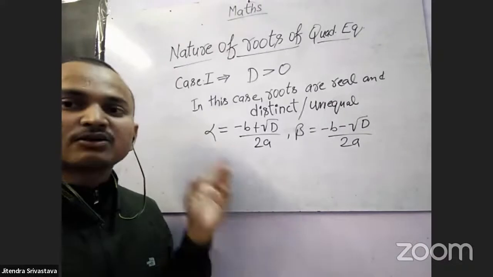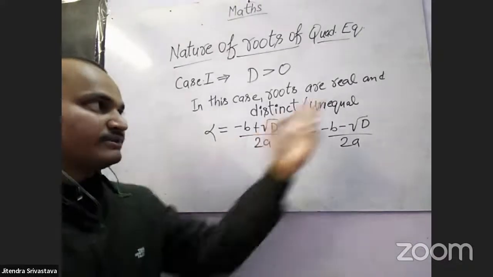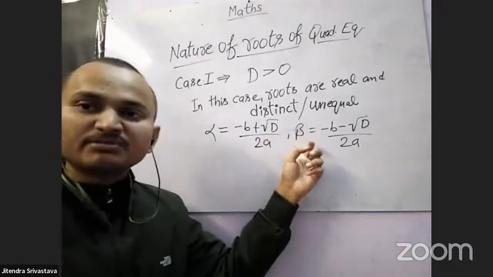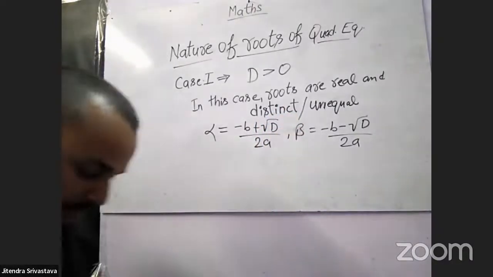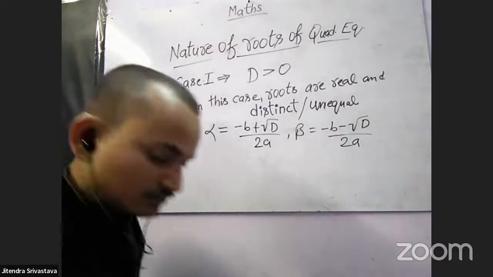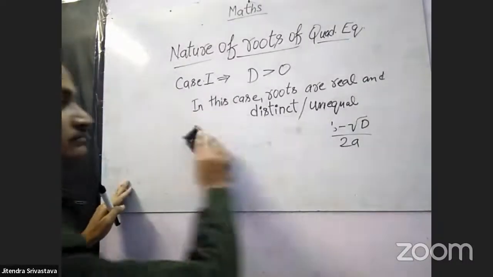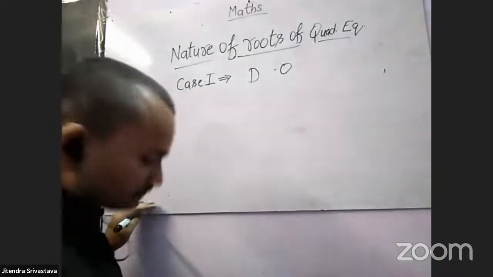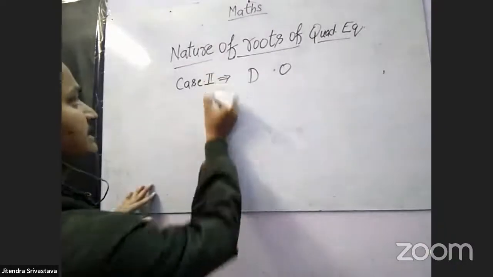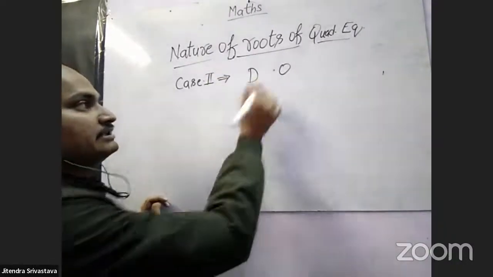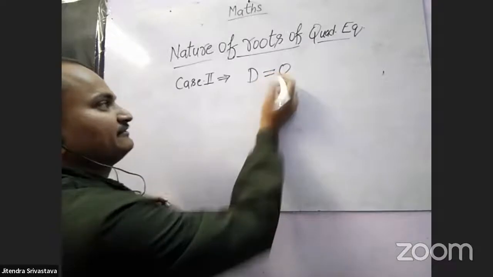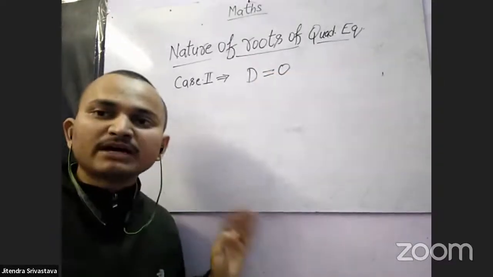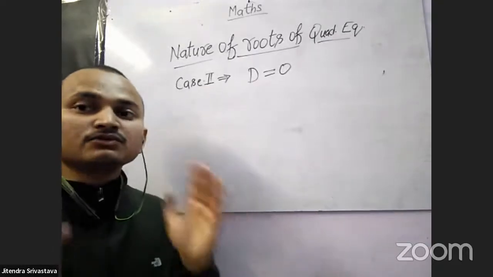And you will find that the roots which we are getting are always real numbers and unequal. Both the roots will not be equal, not be the same. Okay. Now case 2. What is case 2? Case 2 is if d is equal to 0. What if d is equal to 0? It means the value of the discriminant, or b square minus 4ac, is equal to 0.